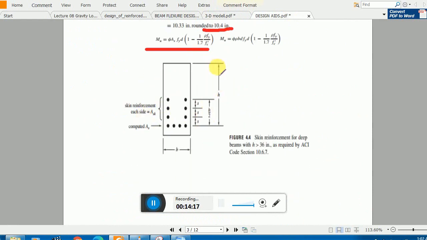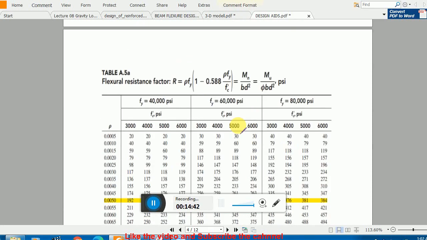When your h is increasing more than 3 feet, then you have to provide skin reinforcement. And what is skin reinforcement? Inshallah, that is basically provided to control the strains. Also, it can control torsion as well. Okay, so I will discuss it inshallah in other lectures later. But you have to provide the skin reinforcement if your beam is a deep beam, not a shallow beam.